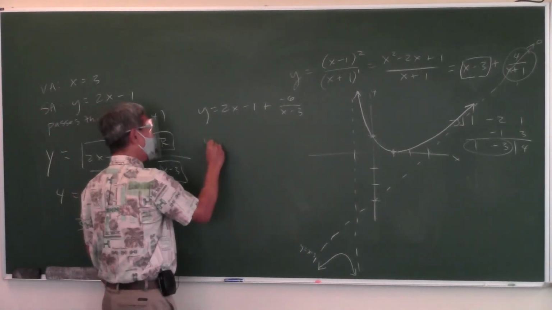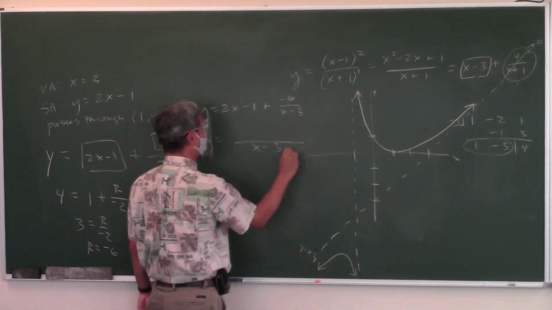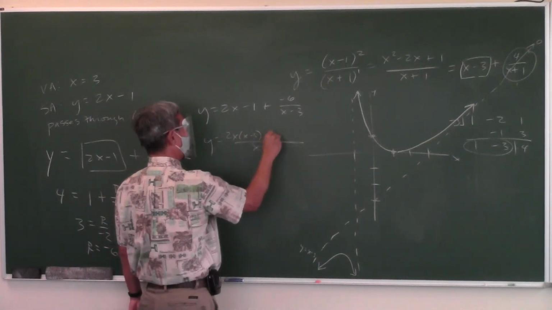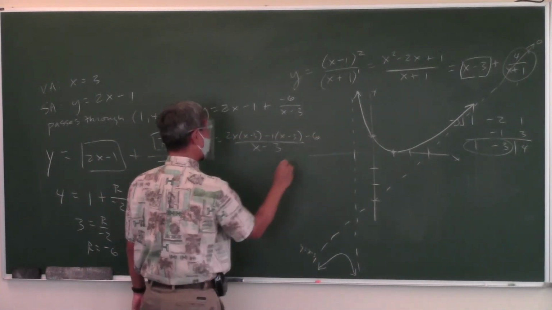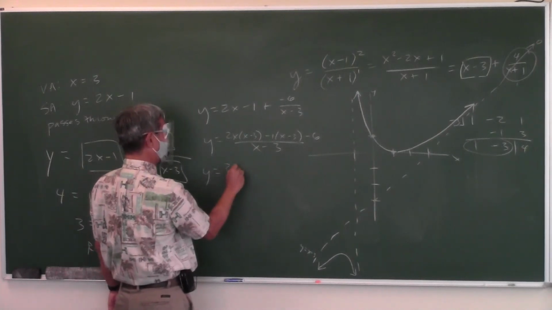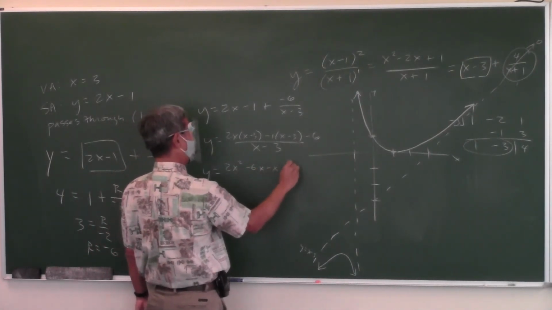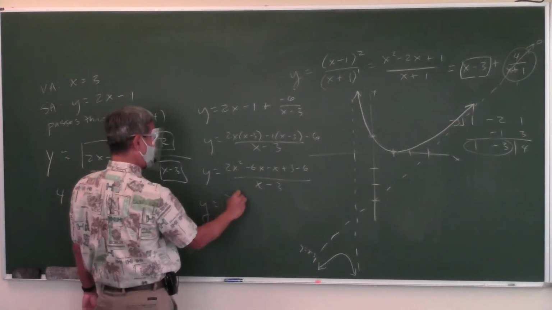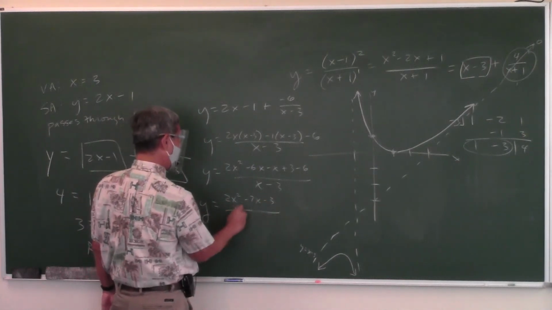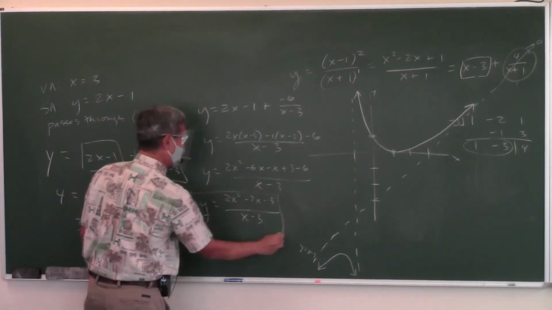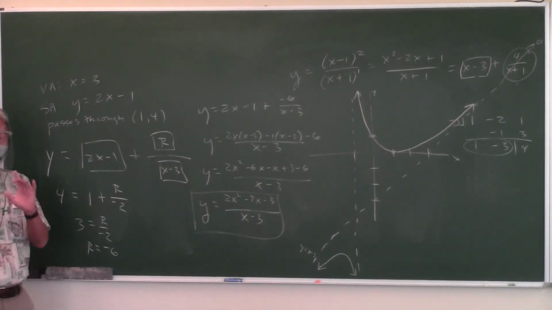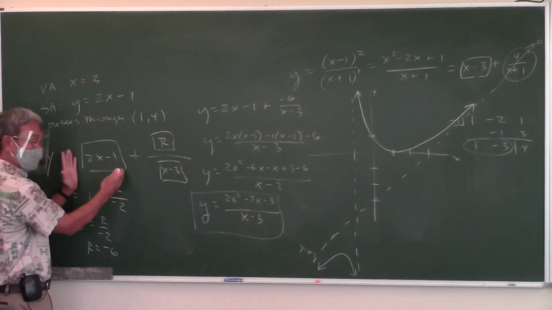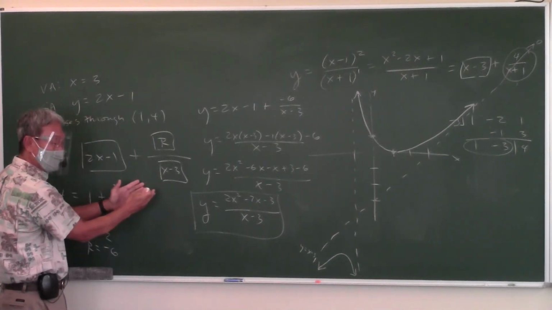You make a least common denominator. So let's do this quickly. I guess this is the last problem we have to do. So you got 2x times x minus 3 minus 1 times x minus 3 minus 6. Multiply it all out, you want to get 2x squared minus 6x minus x plus 3 minus 6 over x minus 3. Final answer is 2x squared minus 7x minus 3 all over x minus 3. That's it. So just remember, anytime you have a problem with the slant asymptote, just do what I just did here. Quotient plus remainder over divisor.